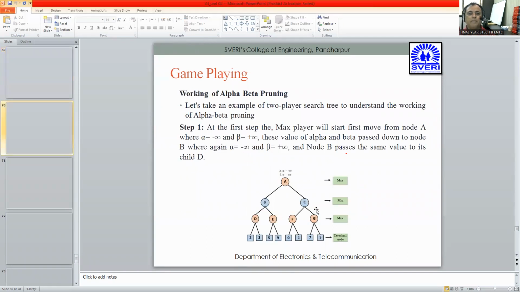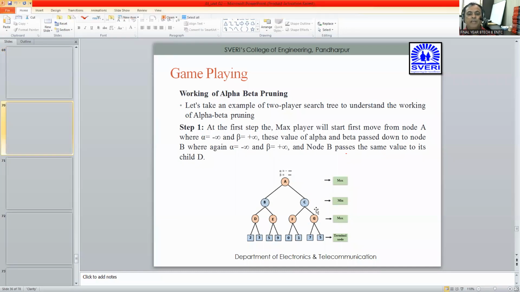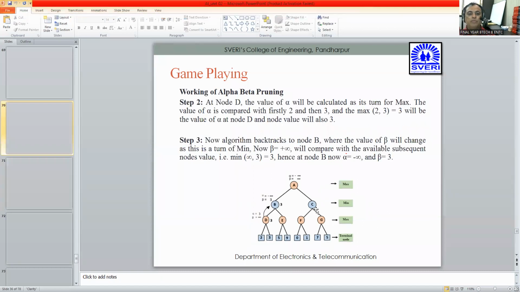Now you can take an example of alpha beta pruning. In step 1, alpha is minus infinity and beta is equal to plus infinity, as alpha's worst case value is minus infinity and beta's worst case value is plus infinity. Hence alpha will be minus infinity and beta will be plus infinity. Now from node B it will go towards the child node D.